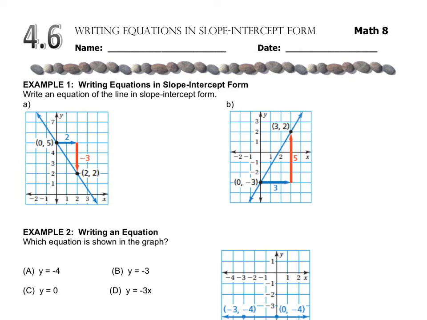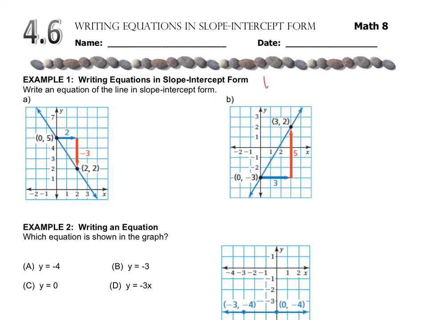In this lesson, we take our knowledge of graphing in slope-intercept form and do it backwards. Instead of being given the equation and creating the picture, we're being given information about the equation and we have to write it ourselves. Remember, the slope-intercept formula goes y equals mx plus b, where m stands for the slope and b stands for the y-intercept. So in order to write our equations, we just have to find the slope and the y-intercept.